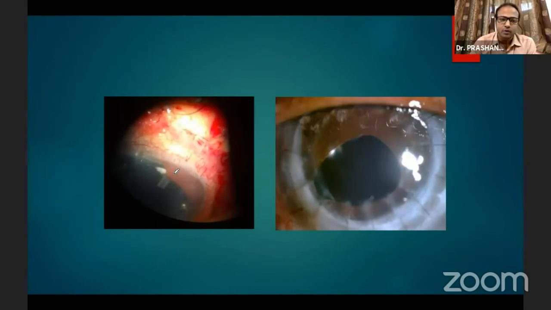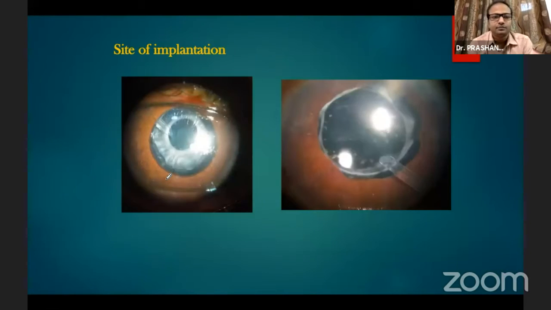Implants can also be put in the sulcus behind the iris, like in cases of post-PK glaucoma, where if we put the implant anteriorly, there is a danger of touching the graft or the cornea. So we can put it in the sulcus, so it stays away from the cornea and there is minimal chance of corneal touch.